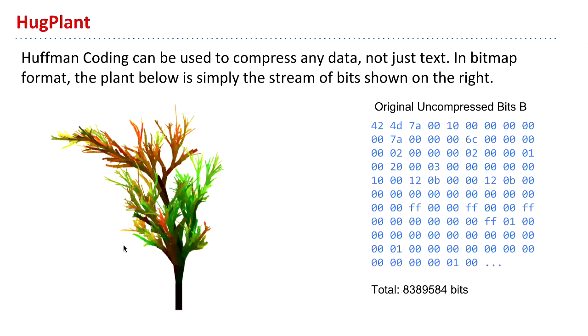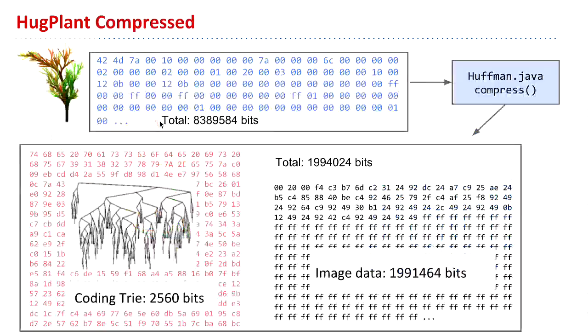Huffman coding can be used to compress any data, as I mentioned. You just break it into 8-bit chunks and then run it through Huffman coding. In bitmap format, if you open up this plant that I made using Java a long time ago, back in 2011, in a hex editor, which is just a tool for looking at binary data, you would see that this plant is represented on my computer as 42, 4D, 7A, 00, 10, 00, 00, and so forth. In total, it was 8.4 million bits. That's the original uncompressed bits. If I Huffman code this thing, using that procedure I described, the decoding trie, to be fair, sorry, let's fix it.